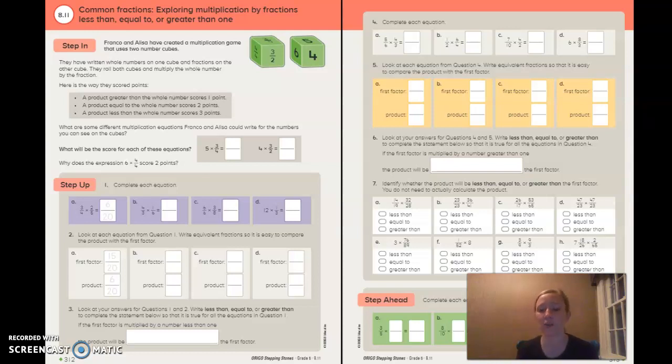However, now when we're done and we get our answer, we're going to decide, okay, is it less than 1? Is it 1 exactly, or is it greater than 1? So it sounds hard, but it's really not. It's the same thing you guys have been doing. So let's go ahead and start with the step-in.